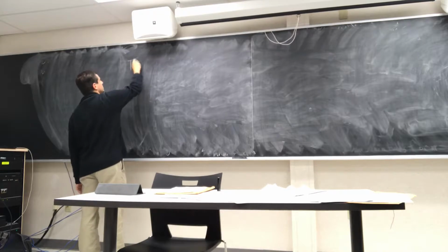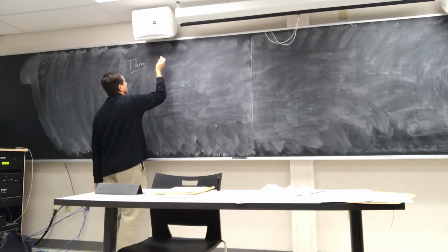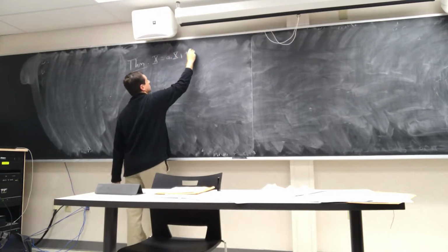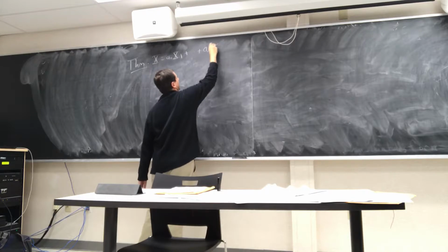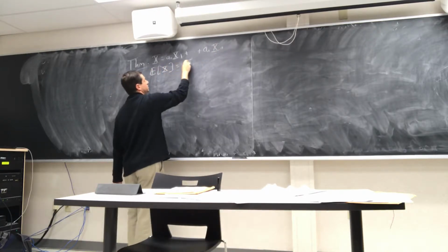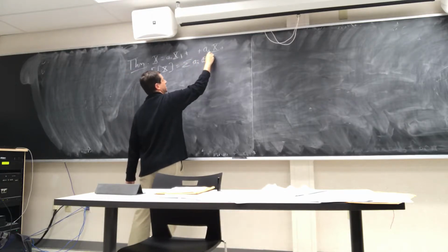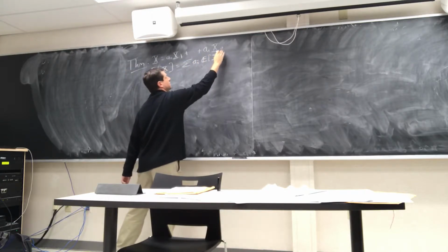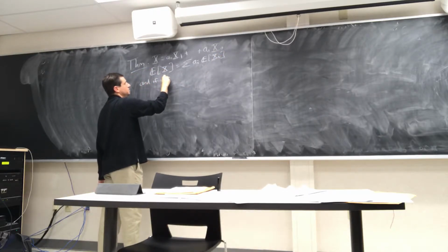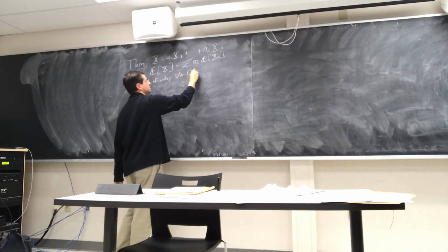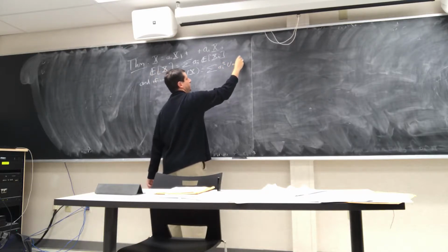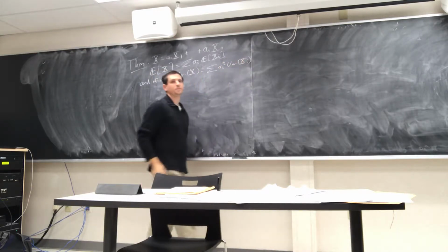All right. So the following is a big theorem. Let's say you have x is a1 x1 plus ... plus an xn. Then the expected value of x is equal to the sum of ai times the expected value of xi. And if the xi are independent, the variance of x is the sum of ai squared times the variance of xi.